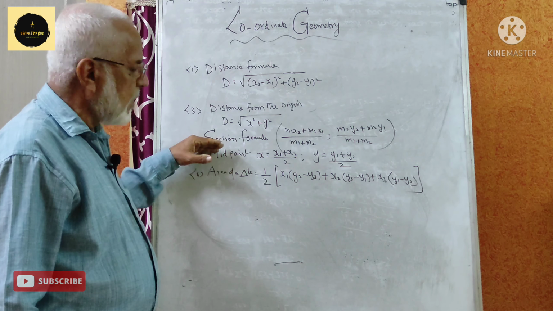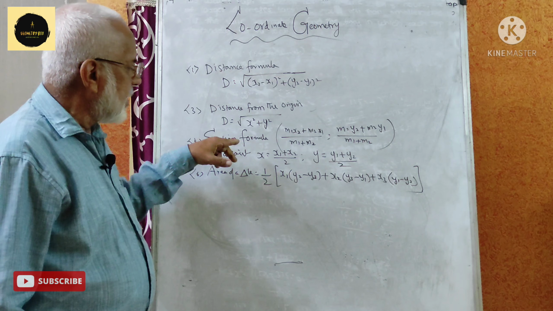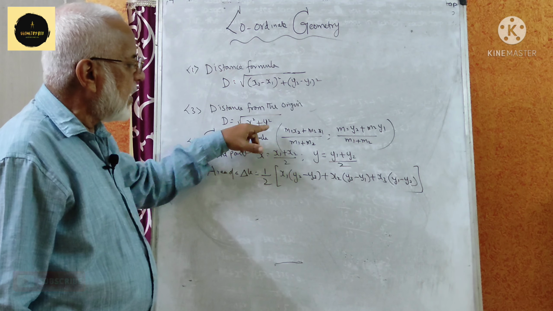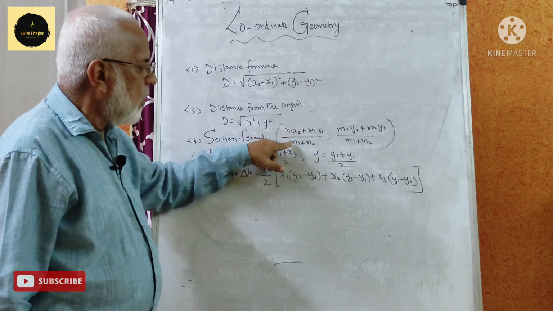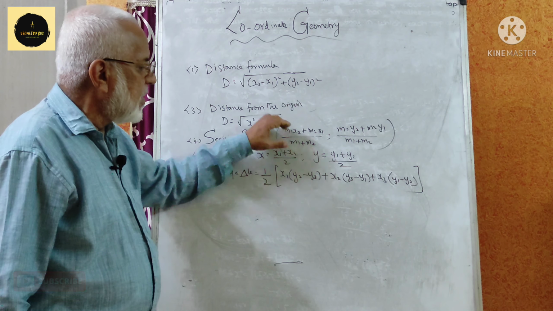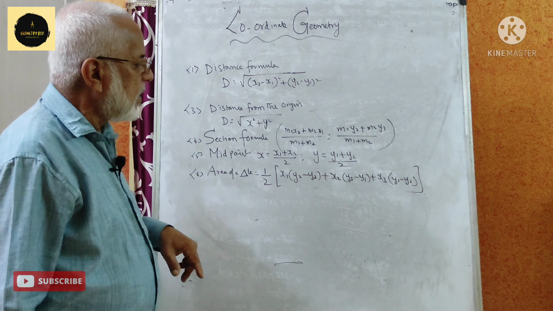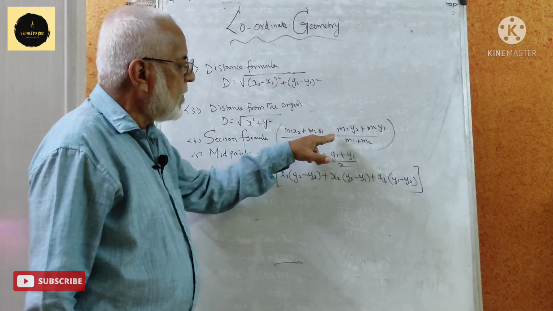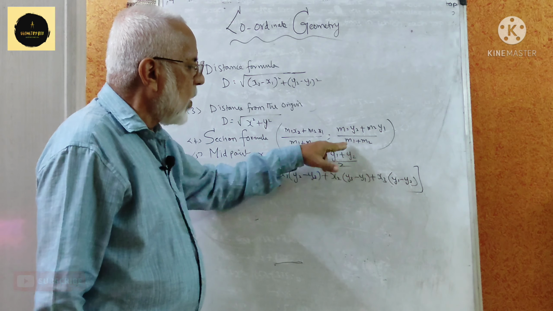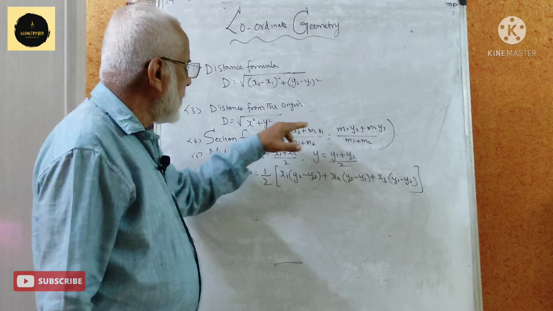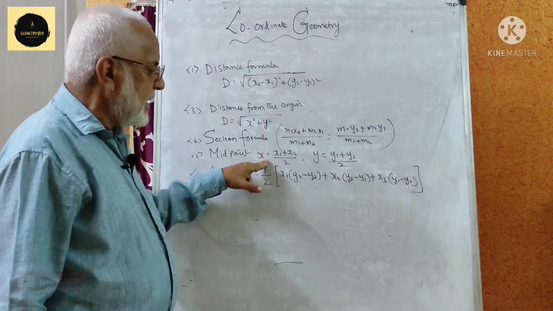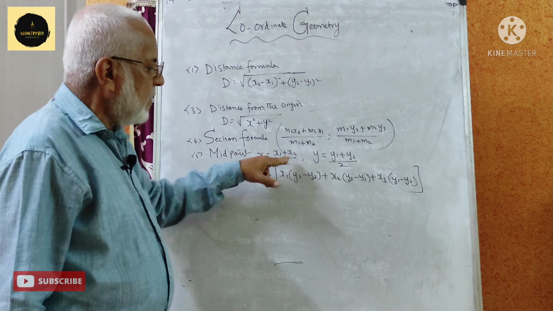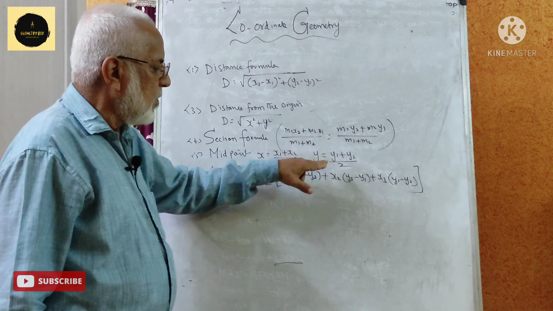Then again, the section formula. What do we mean by the section formula? For example, in the case of the section formula, the coordinate of x is m1 x2 plus m2 x1 over m1 plus m2. Then the coordinate of y is equal to m1 y2 plus m2 y1 over m1 plus m2. This is the section formula. The midpoint formula for x is equal to x1 plus x2 by 2, and for y is equal to y1 plus y2 by 2.